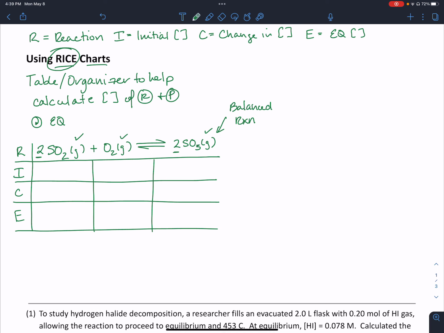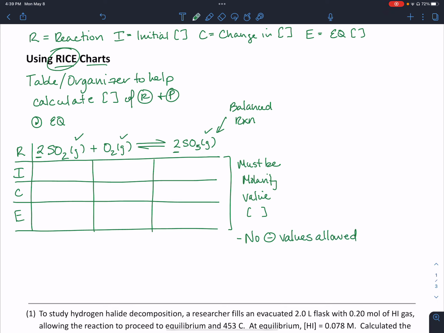Also keep in mind all values that go into this chart, they must be molarity values. So again, we use these 2 brackets to represent concentration. Same thing here. When working with the chart, no negative values allowed. And you may ask, well, what does that mean? Well, when we get to the equilibrium row, if you end up with a negative value in there, you've done something wrong mathematically. You have to go back and check.